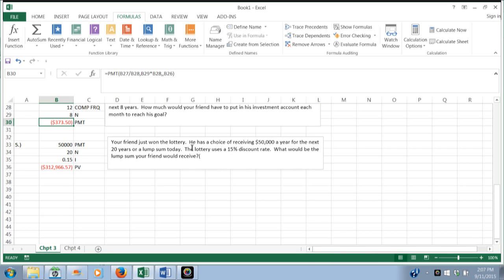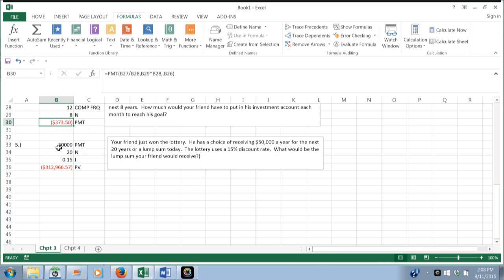And finally, your friend just won the lottery. He has a choice of receiving $50,000 a year for the next 20 years or a lump sum today. The lottery uses a 15% discount rate. What would be the lump sum your friend would receive?